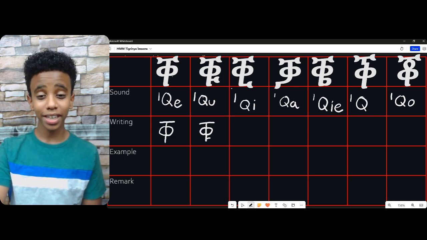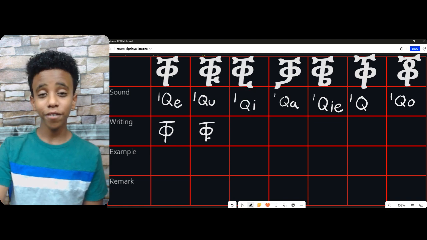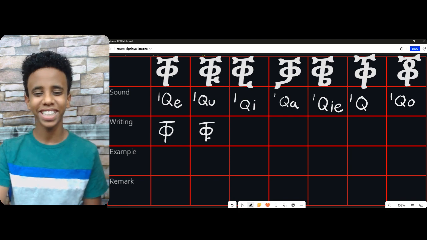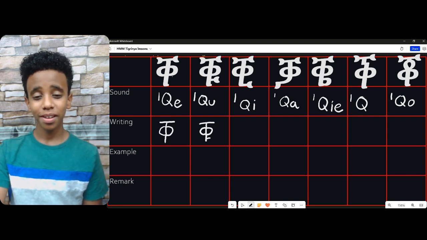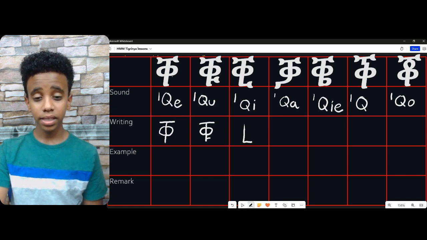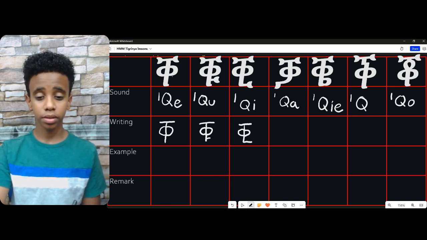Our third letter is the letter qi. If you were to write the letter qi in Tigrinya, you would make an L, and then what you will do is you'll make a half circle, another half circle, and then you will make a hat over it. This is how you write the letter qi.